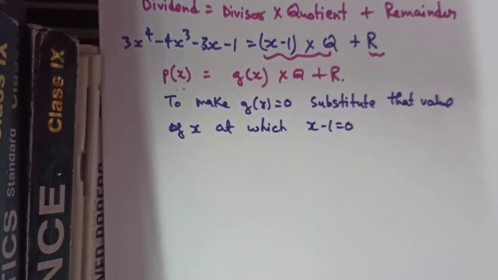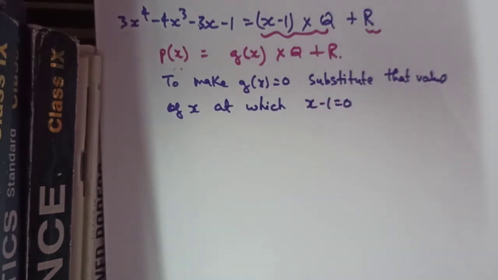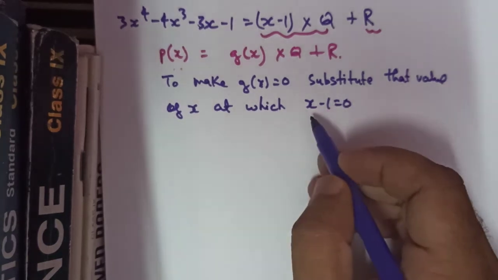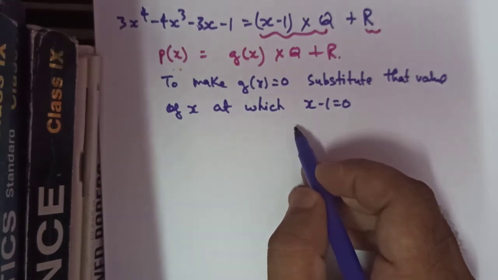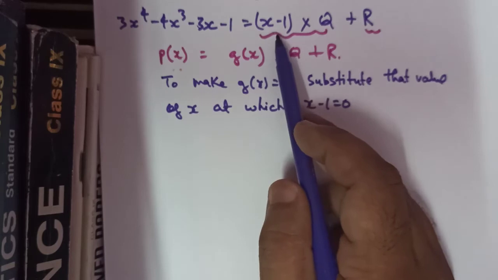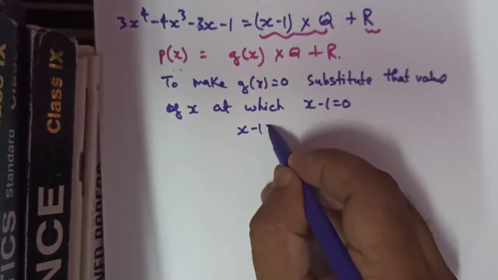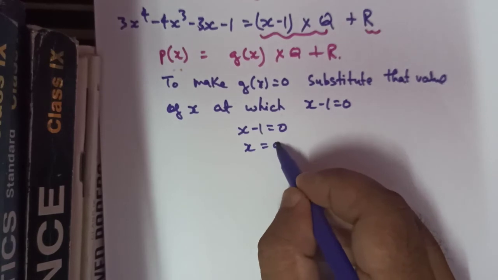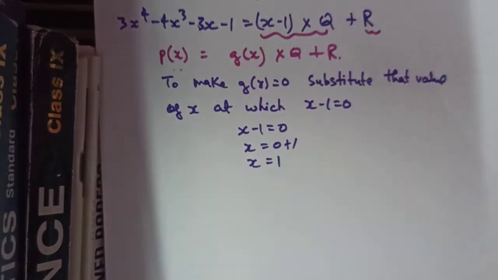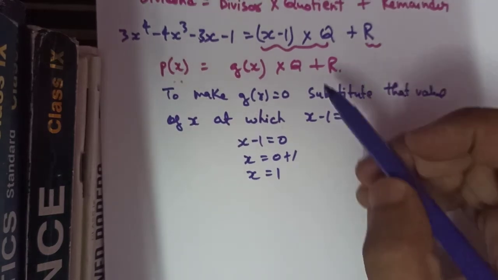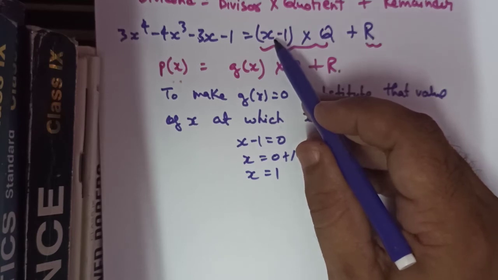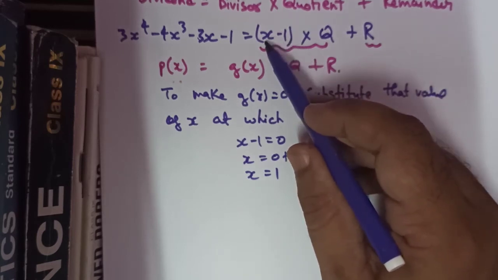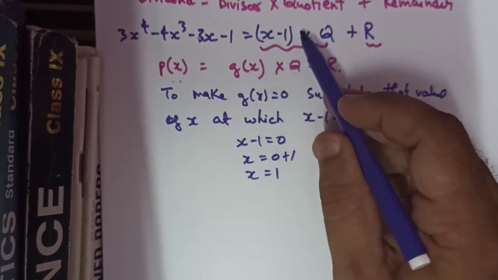So what value can we substitute? We can find that value of x for which the divisor equals 0 by equating x minus 1 to 0, or in fact by finding the zero of the given divisor polynomial, that is x minus 1. If we equate x minus 1 equals 0, then x equals 0 plus 1, that means x equals 1. If we substitute 1 in place of x, we get the value of the divisor equal to 0. You can check: x minus 1 with x equals 1 is 1 minus 1 equals 0.